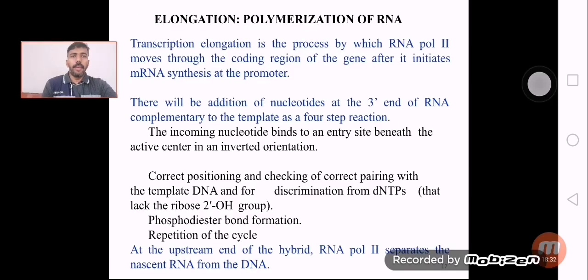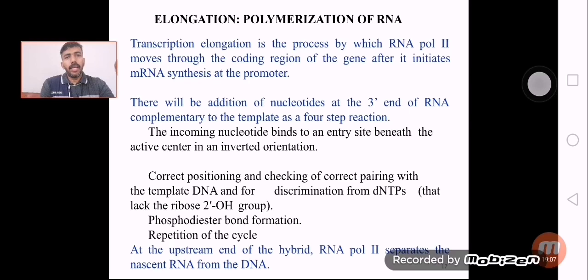So the second phase of transcription is the elongation process. In elongation, the RNA polymerase II enzyme will move through the region of the gene, what we call the template DNA, right? After successful initiation, the RNA polymerase will be moving along the template, and there will be addition of nucleotides complementary to the template, and this occurs as a 4-step reaction.